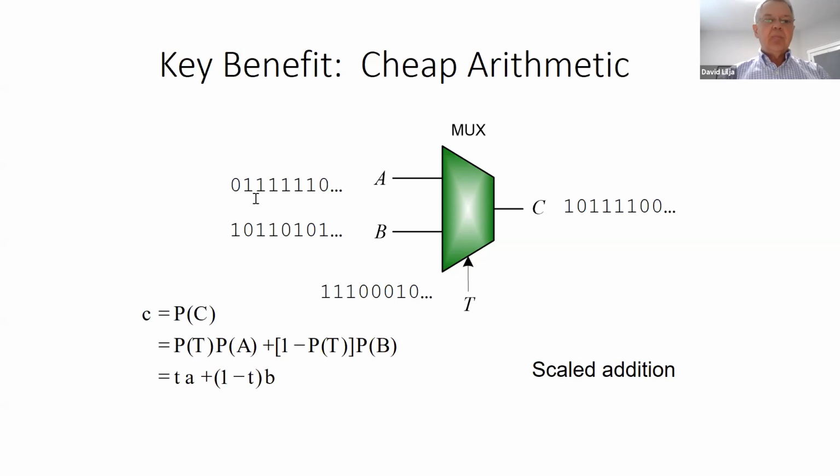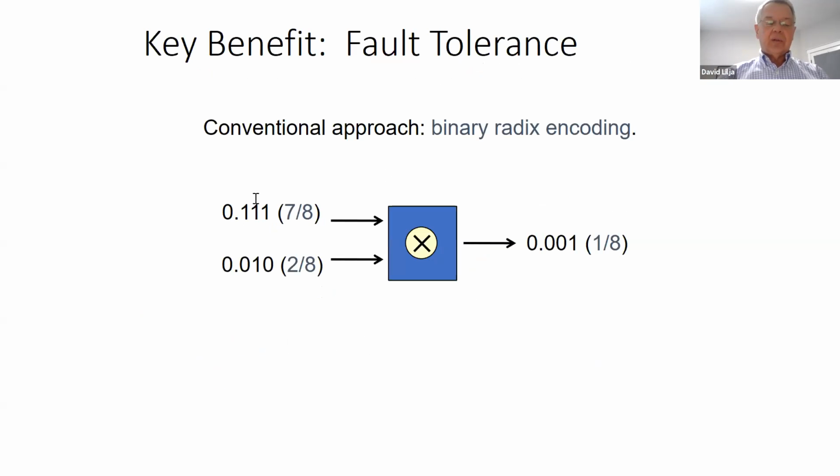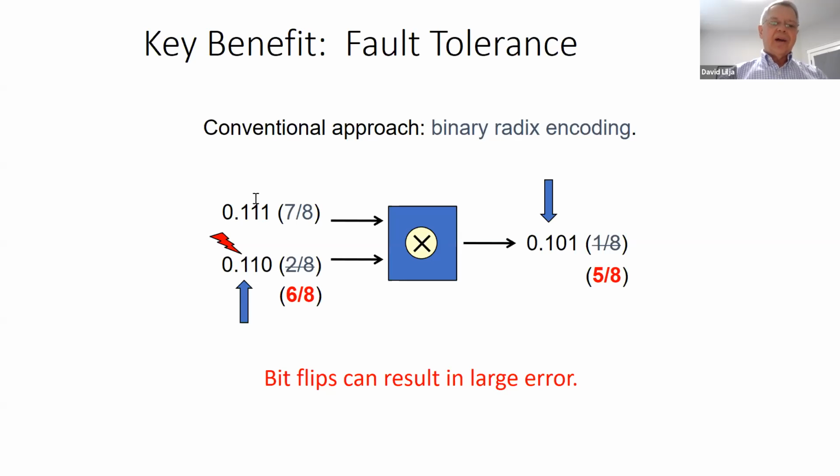Another key benefit is that I get this fault tolerance. As I demonstrated on those images, I can get this sort of graceful degradation as I get more errors introduced. If you think about what happens in a conventional circuit, I've got these two values that are being multiplied together. If one of those bits gets changed from a 0 to a 1, that value goes from 2/8 to 6/8 because I changed the most significant bit. I get a big change in the output value.